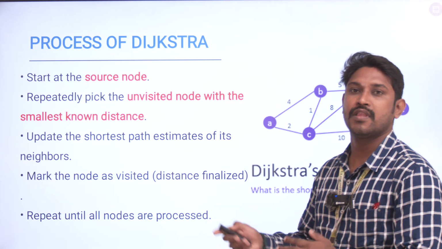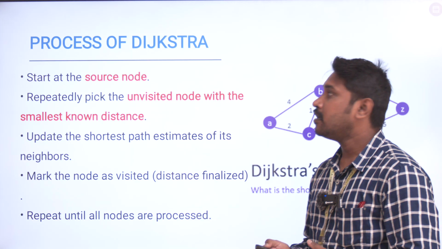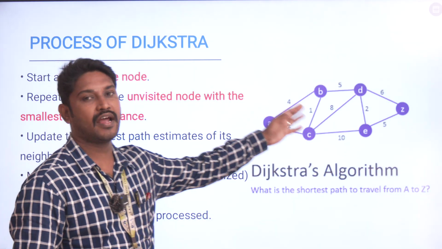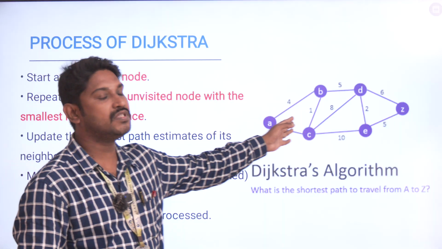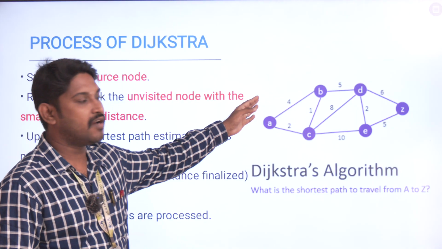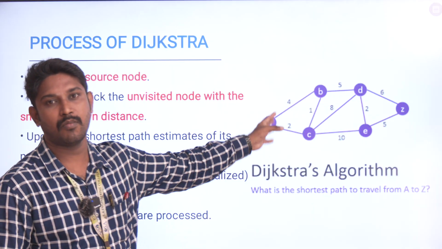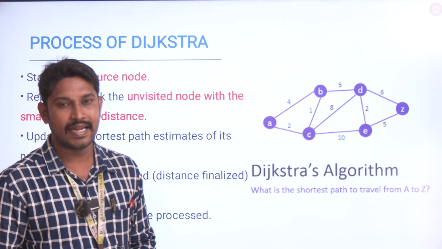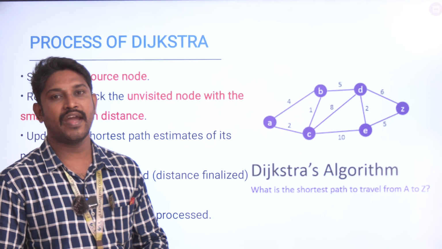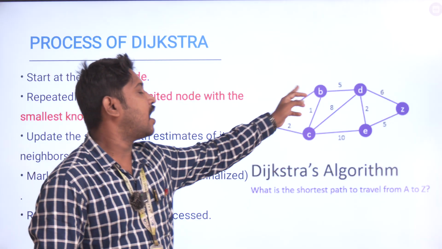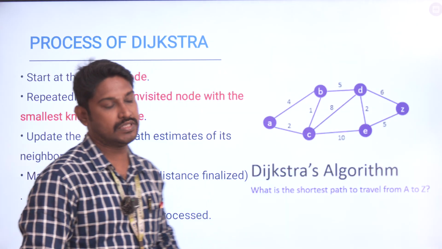And now we move on to the process of Dijkstra algorithm. Here you can see a given graph. You have n number of nodes here. It will start from node A and end at node Z. The main algorithm says that we are going to find the shortest path from the starting node A to the other, neighboring nodes.